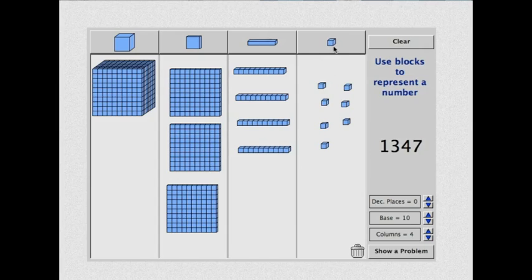When we have 10 of these, we make one of those. When we have 10 of these, we make one of those. And of course today we've made the number 1,347. It's a lot quicker to count in groups of tens, hundreds or thousands than it is to count 1,347 by ones. This is called the National Library of Virtual Manipulatives. If you want to learn more, go and have a look.